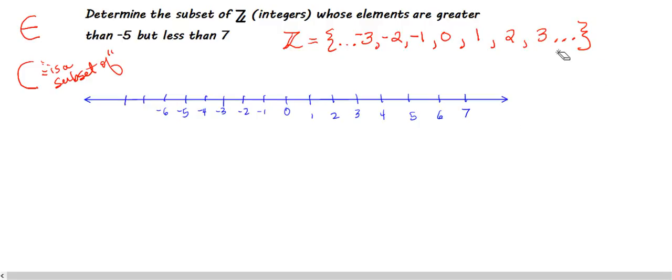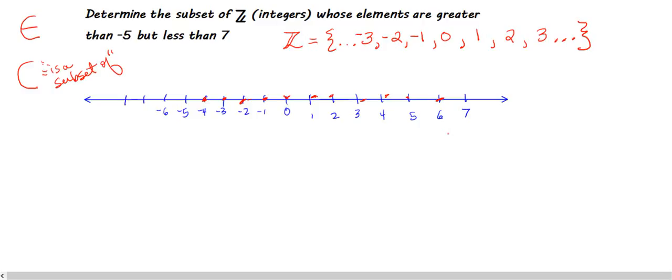But that's not what we're concerned with. We're concerned with these integers that are greater than -5. And remember, they're talking about the integers. Oh wait, I didn't mean to do that one. Let me not do that yet. Let's just go between -5 and 7. We'll talk about those exact values in a minute, because that is a big deal. We want these integers that are between -5 and 7.